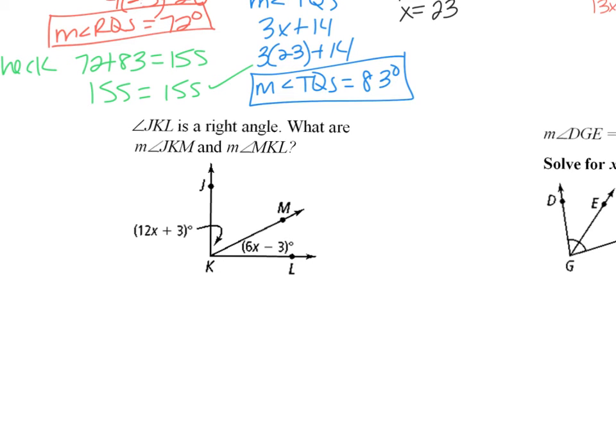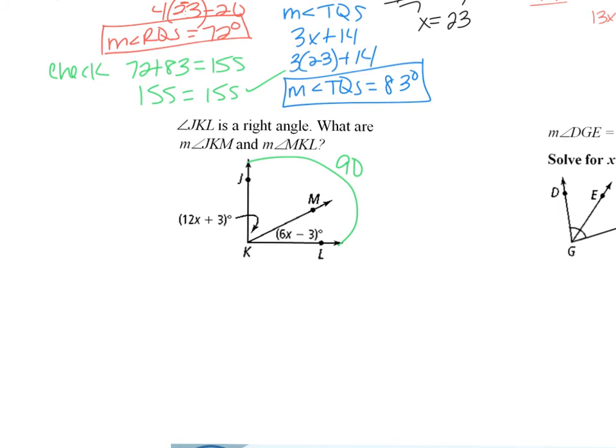So the angle JKL is a right angle. What is the measure of JKM and measure of MKL? So together, these two are 90. We're trying to figure out two answers. So we have angle JKM plus angle MKL. All of that should equal 90.